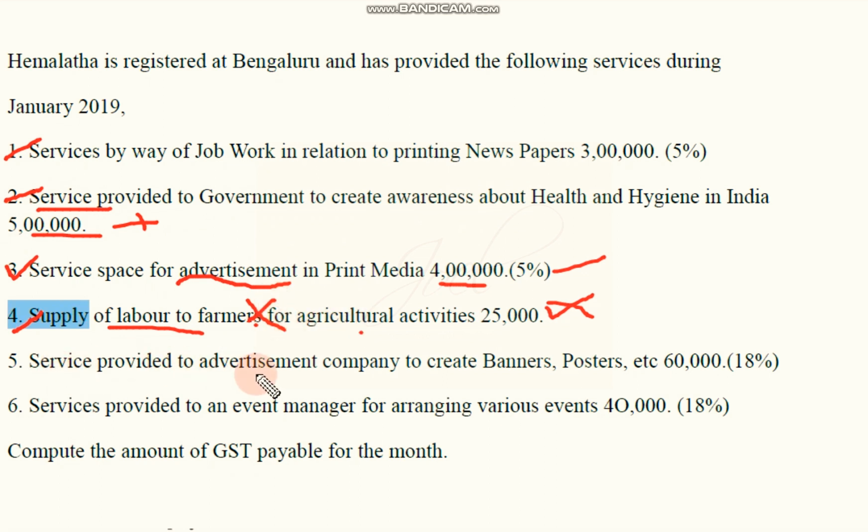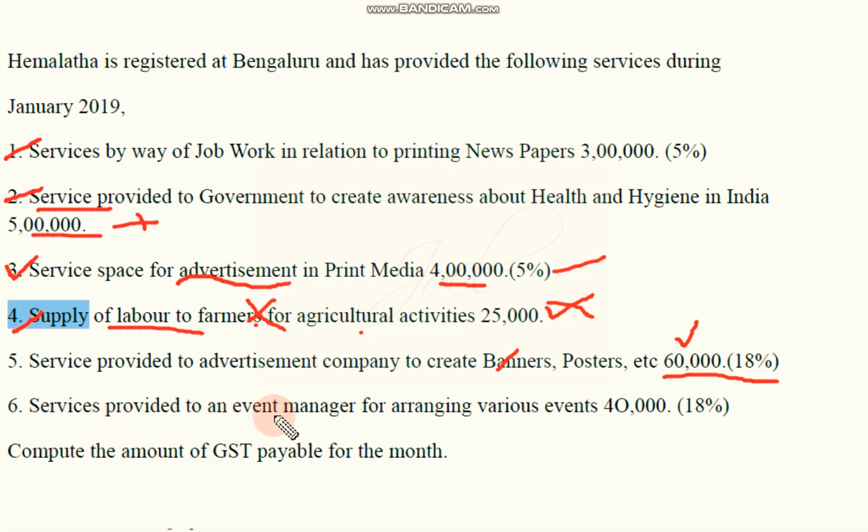Next, service provided to an advertisement company to create banners and posters. This is a similar kind of thing. It is 60,000 into 18%. You multiply 60,000 with 18% and divide it equally. It will come to 10,800, which you divide equally, 5,400 each.